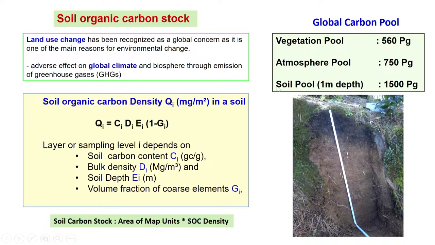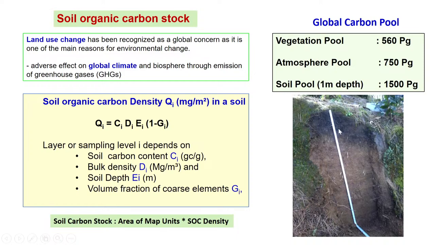If you see soil, 1 meter depth of the soil at the global level stores 1500 petagram of carbon, where the atmosphere is having carbon of 750 petagram, and vegetation, whatever the vegetation on the earth's surface is there, they total have only 560 petagram of carbon at the global level. So you can say the soil has 3 times higher, more carbon stock.